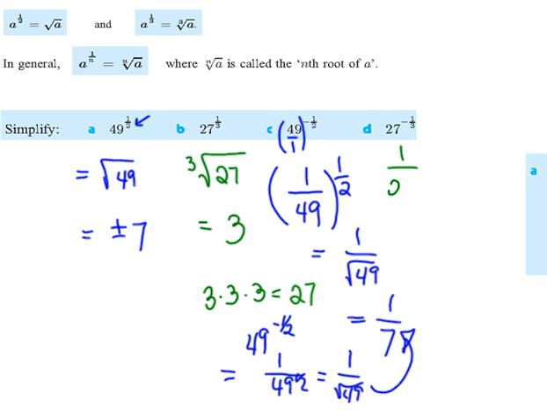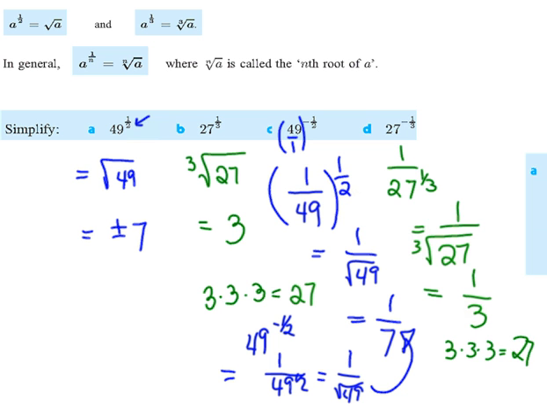Okay, letter D, again, you could do that either way. We've got 1 over 27 to the positive 1/3, and that means 1 over the cube root of 27, which is 1 over 3, because 3 times 3 times 3 gives us 27. And in your head, you're thinking, what times itself 3 times is going to give me 27? So this is our answer there. So notice these negative exponents do not make the number itself negative. It doesn't affect whether the solution you're going to get is positive or negative. It just reciprocates what you have.